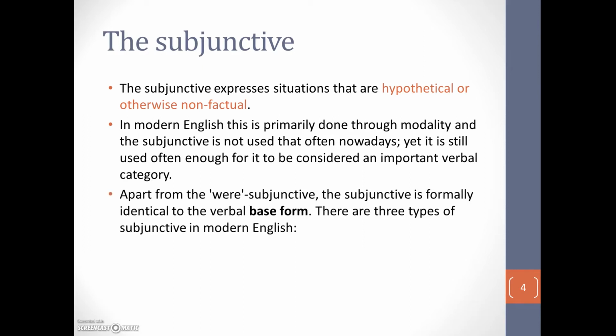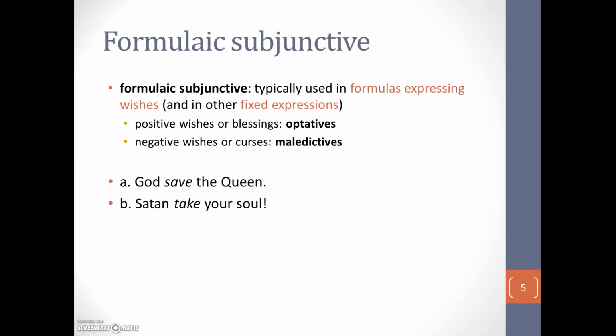So apart from the were subjunctive, which you might be familiar with, the subjunctive is identical to the verbal base form. So the form of the verb that we use in the subjunctive mood is the verbal base form, and we have three types of subjunctive mood. We have the formulaic subjunctive, we have the mandative subjunctive, and finally the were subjunctive. And let's look at them in more detail.